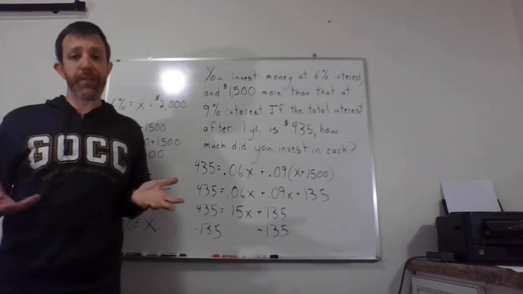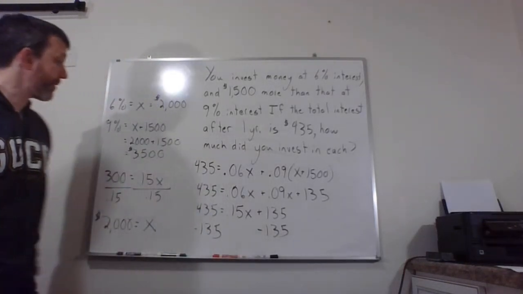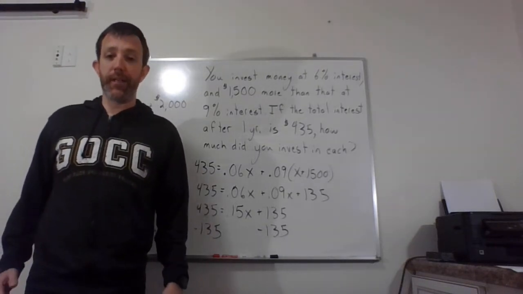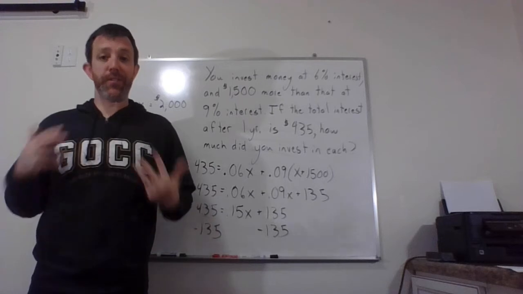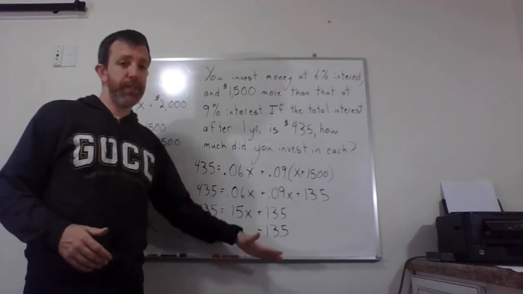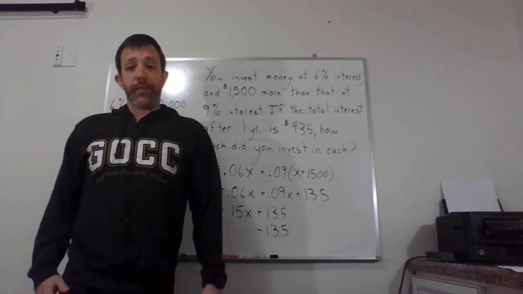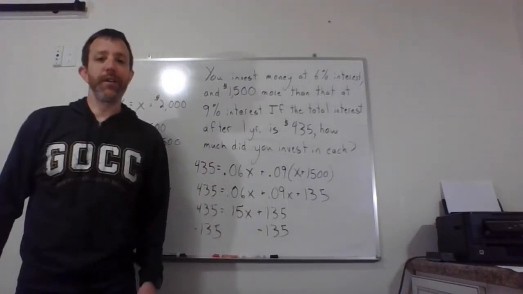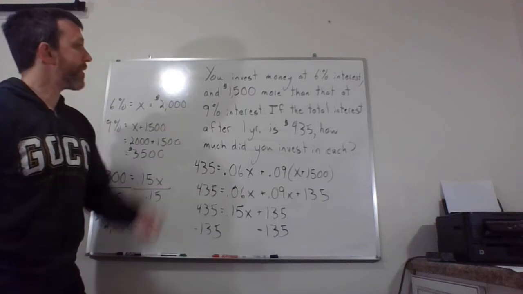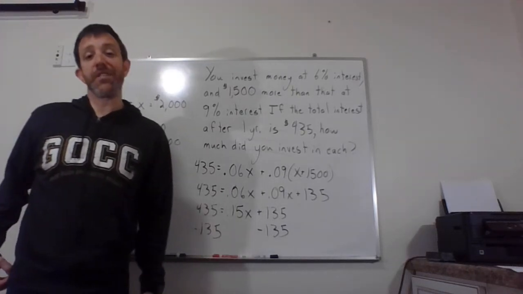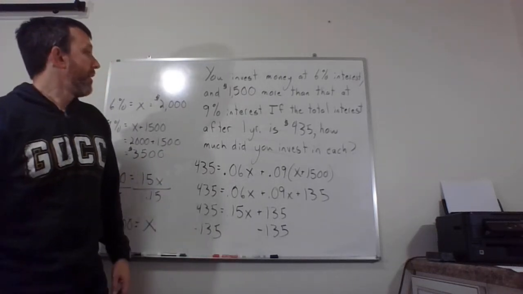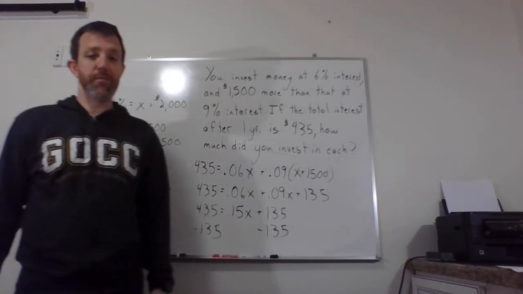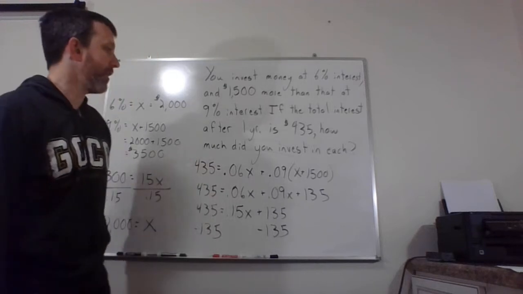All right, so here's my last story problem. It's kind of a doozy. You'll notice I took really the entire board to try and get this one up here for you. So let's start it, and ignore my equation down here for a second because that's obviously a little bit later in the problem. First we have to get the equation. All right, so let's read this problem out. You invest money at 6% interest and $1,500 more than that at 9% interest. If the total interest after 1 year is $435, how much did you invest in each?